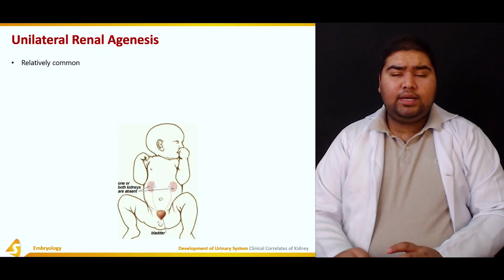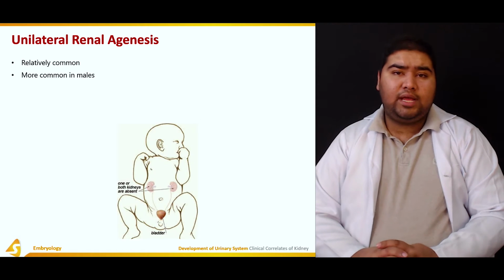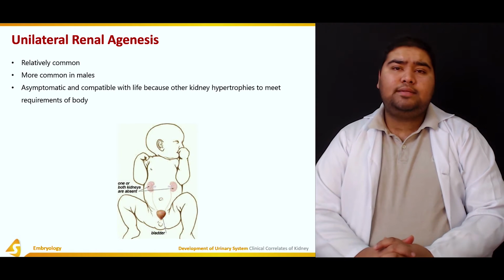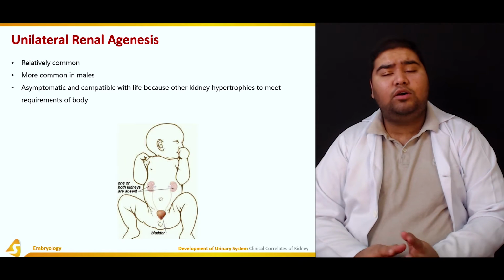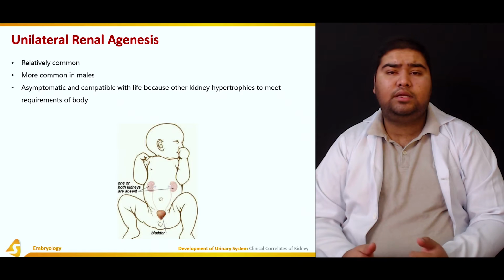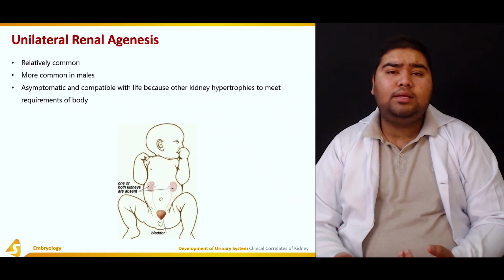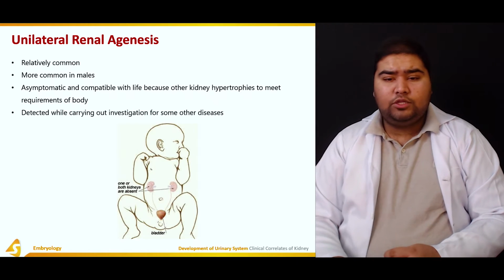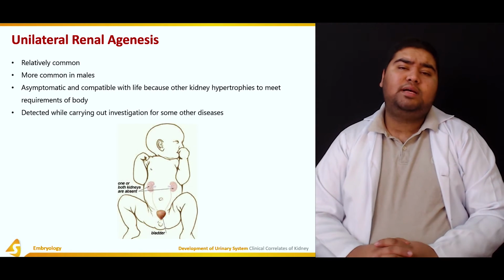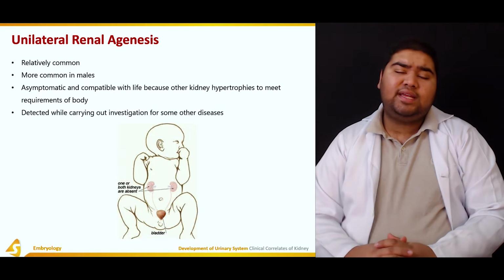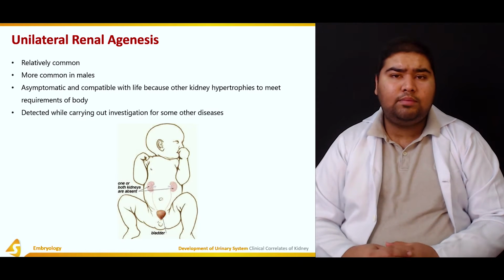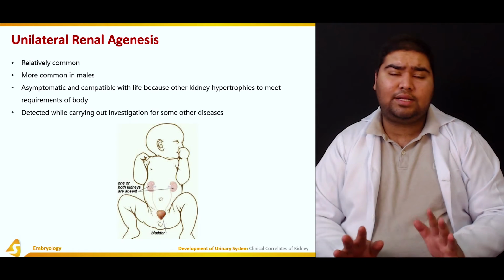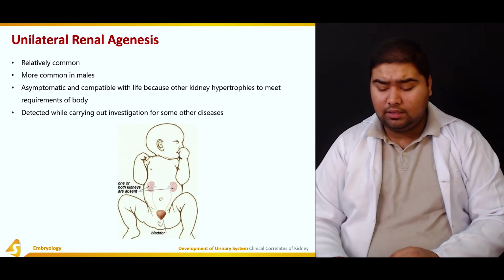It is a relatively common condition. It is more common in males, the cause of which is not known as of yet. It is asymptomatic and compatible with life because the remaining kidney hypertrophies and is responsible for carrying out all the excretory functions which both the kidneys were initially supposed to do. So it is detected while carrying out investigations for some other disease. It is an incidental finding, and the individual usually has a normal life and it does not have any effect on the quality of life of the patient.